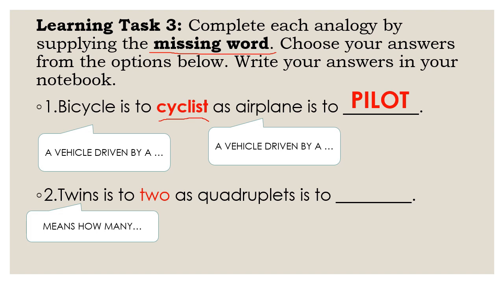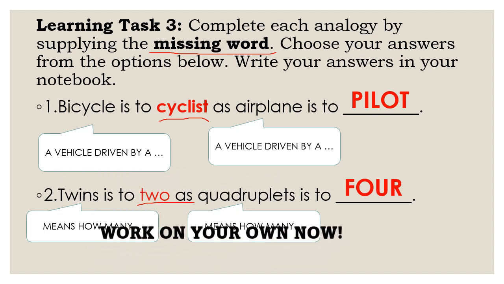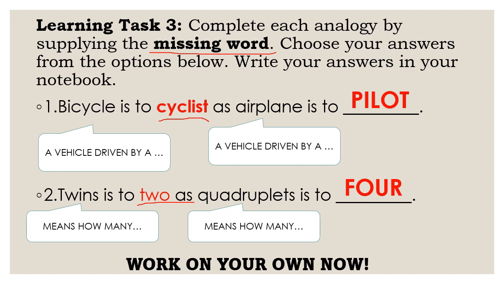Twins is to two as quadruplets is to blank. Twins means how many? The answer is 2. Quadruplet means how many? Is it 3, 4, or 5? The correct answer is 4. Correct. Okay? Work on your own now for the remaining items on your module.